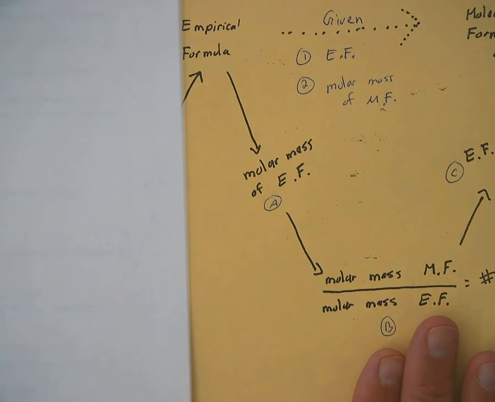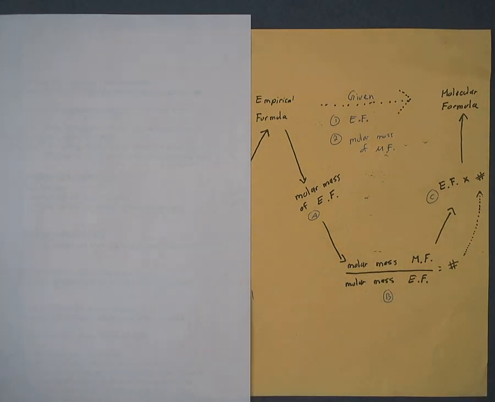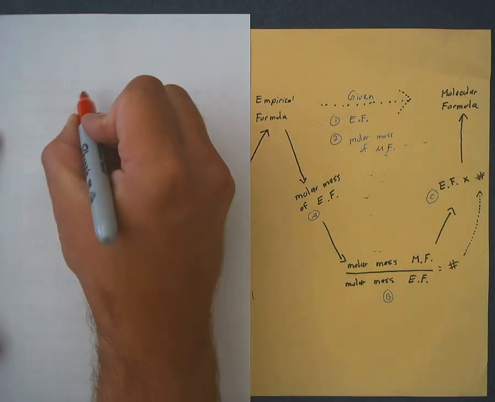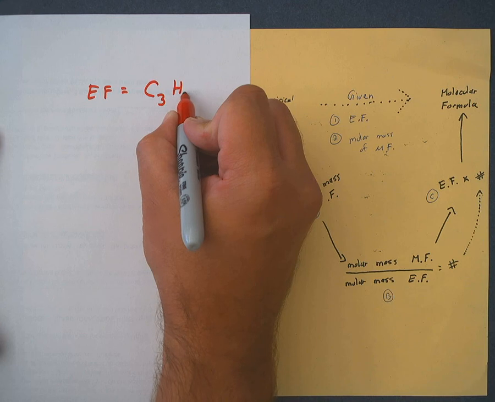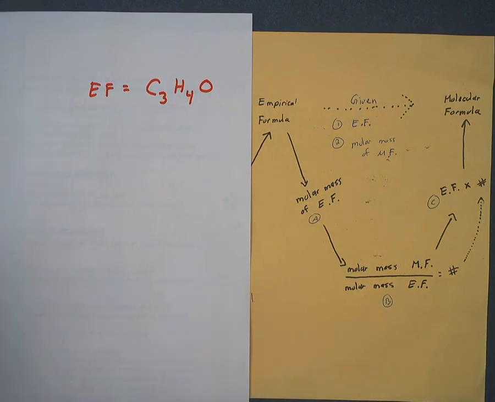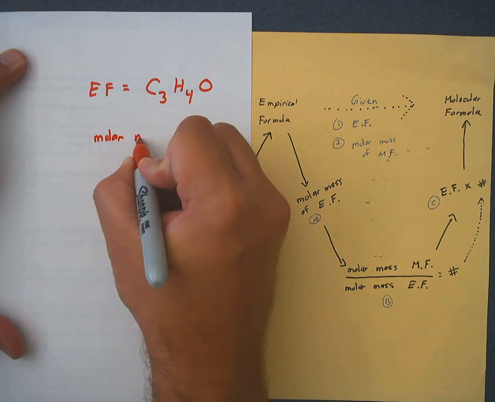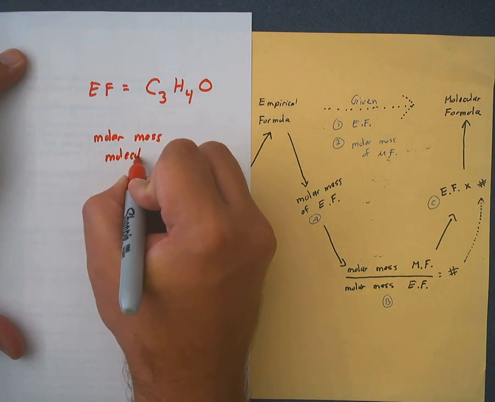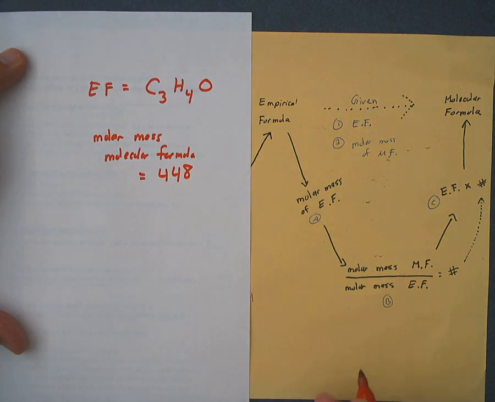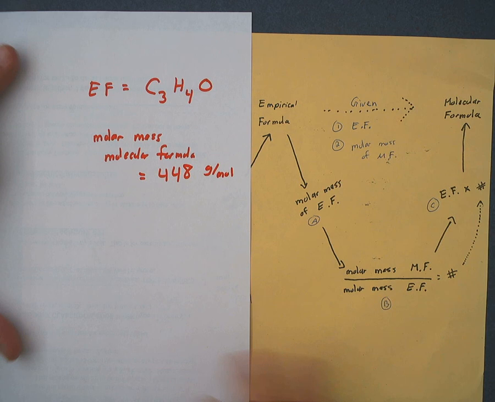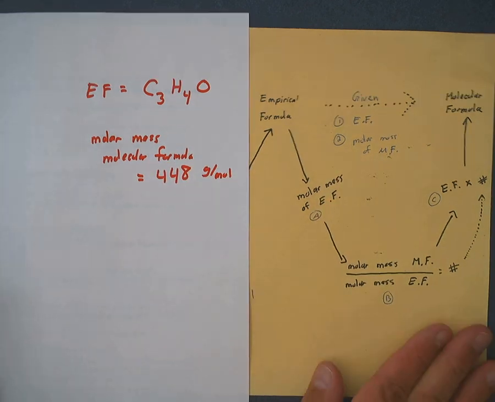I'll zoom out and do a practice problem. Okay. So our practice problem today will be this. Let's say that we're given an empirical formula. We have predetermined that the formula is C3H4O1. And we also know that the molar mass of the unknown molecular formula equals 448. And if you need to remember, units for molar mass are grams per mole. Okay. How do I use this information given to get the accurate molecular formula?